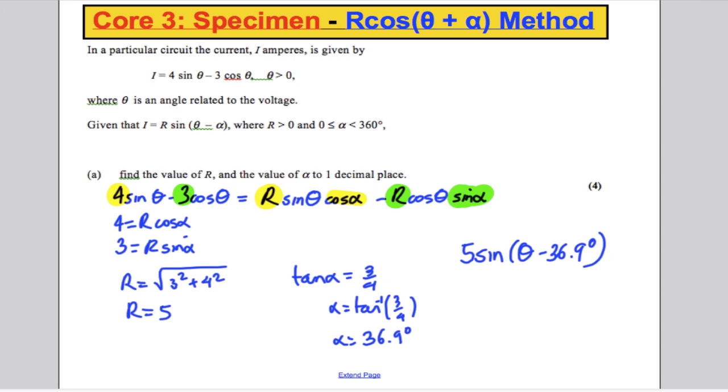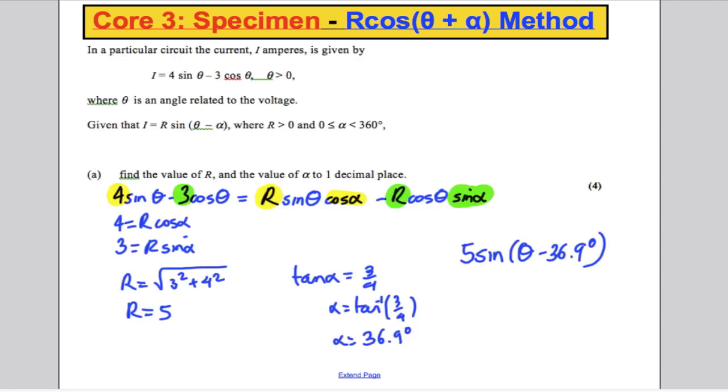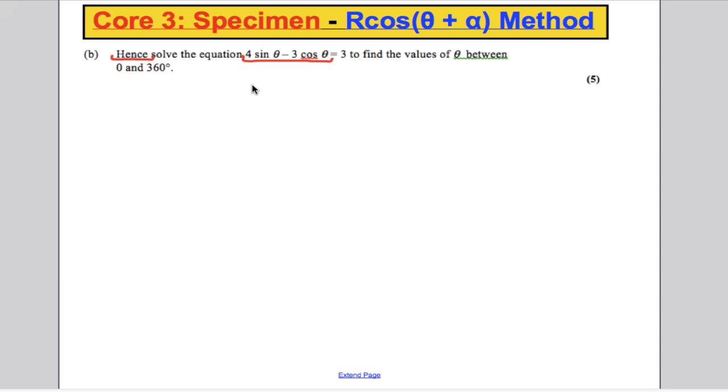Okay, next part B. We are asked, hence solve that equation. Obviously, hence means use part A. We know an expression for this now, so we're going to solve that expression is equal to 3 instead of this complicated one. So we've got 5 sine theta minus 36.9 degrees is equal to 3.